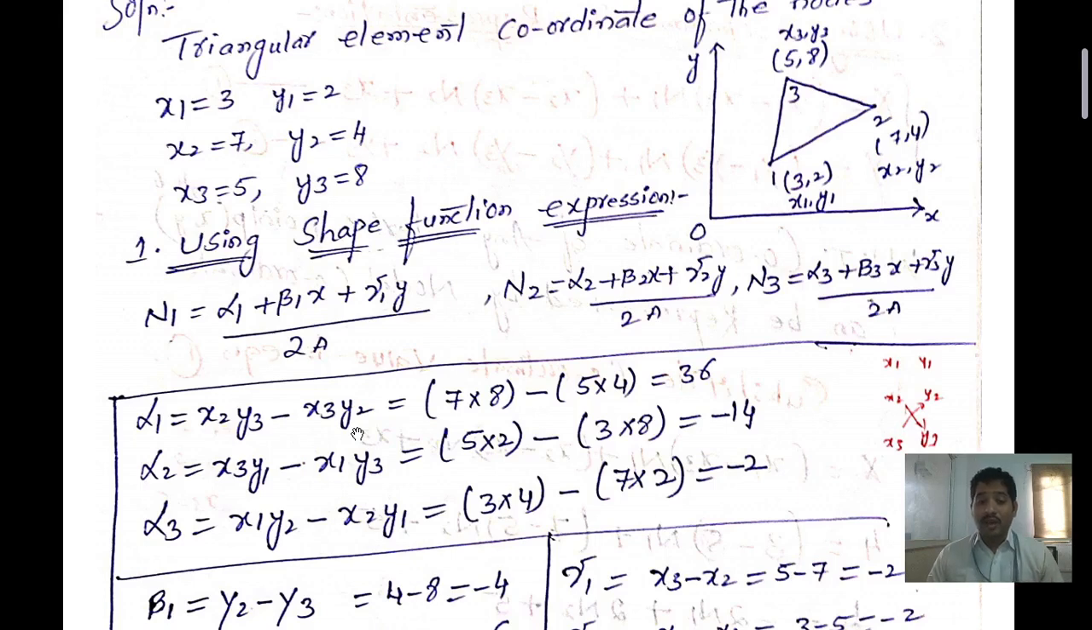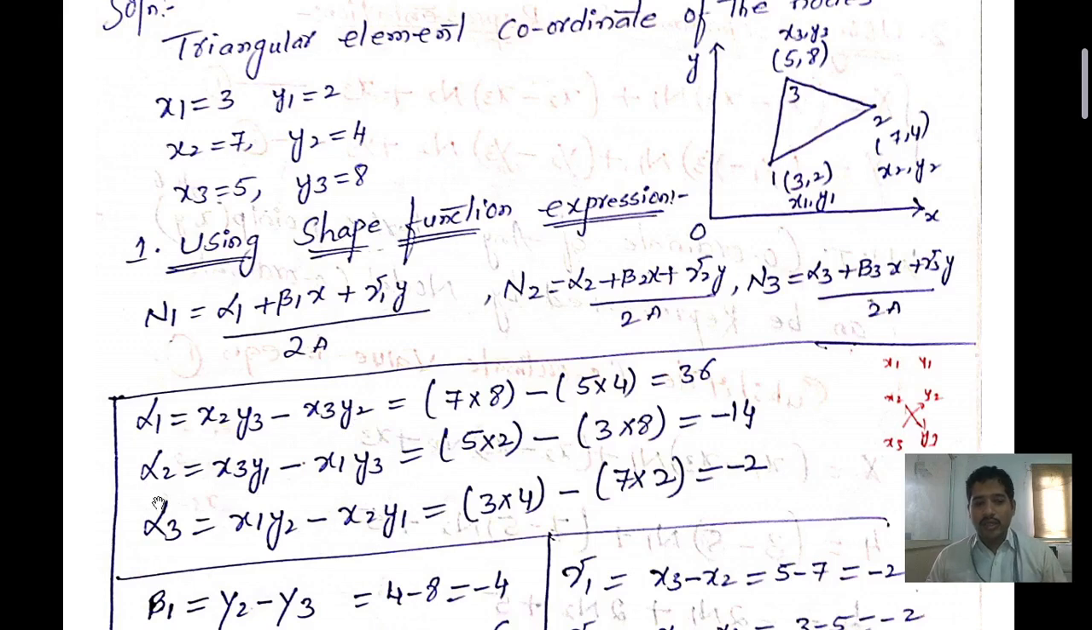Some students are confused about how to write and how to remember it from the examination point of view. So I am giving a trick you can easily remember. Let us see x1 y1, x2 y2, x3 y3. First of all we are talking about alpha 1, so you need to eliminate the top value. The remaining is x2 y3 minus x3 y2. Clear? Done.